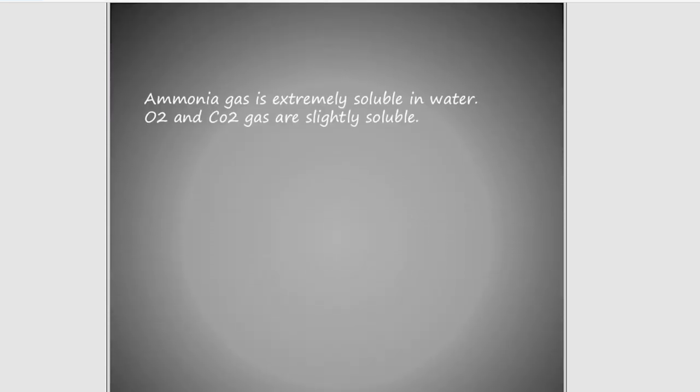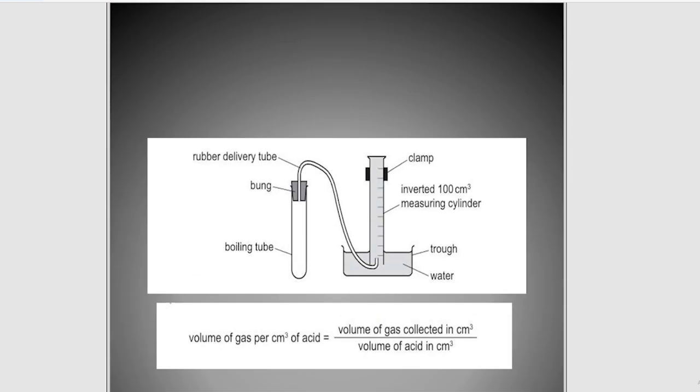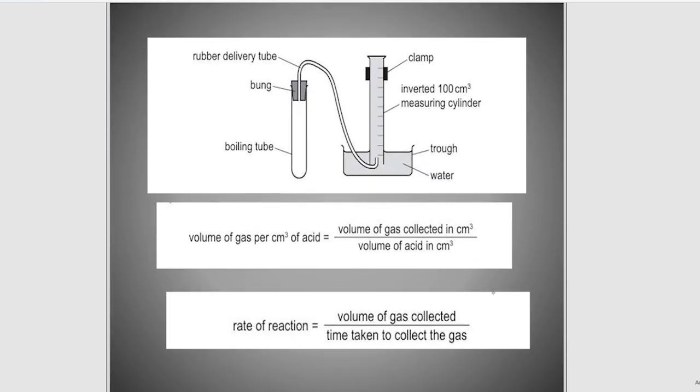Ammonia gas is extremely soluble in water. Oxygen and carbon dioxide gases are slightly soluble. So here are some more methods to measure the gas volume. Rubber delivery tube is there, bung, boiling tube is there. Here, instead of a gas syringe, they have used an inverted measuring cylinder that is graduated to 100 cm³.